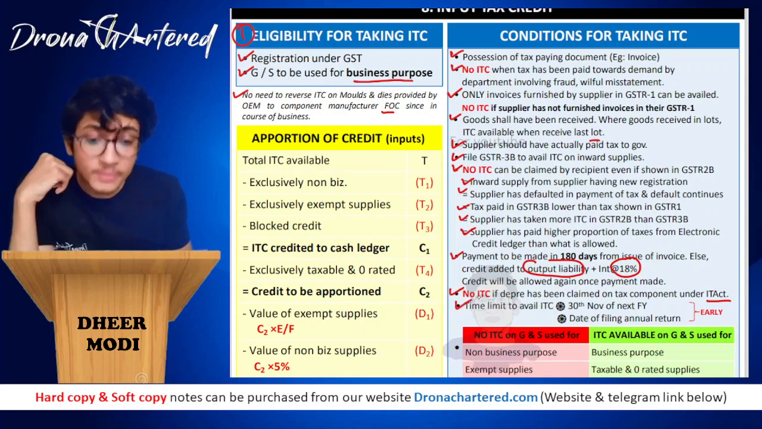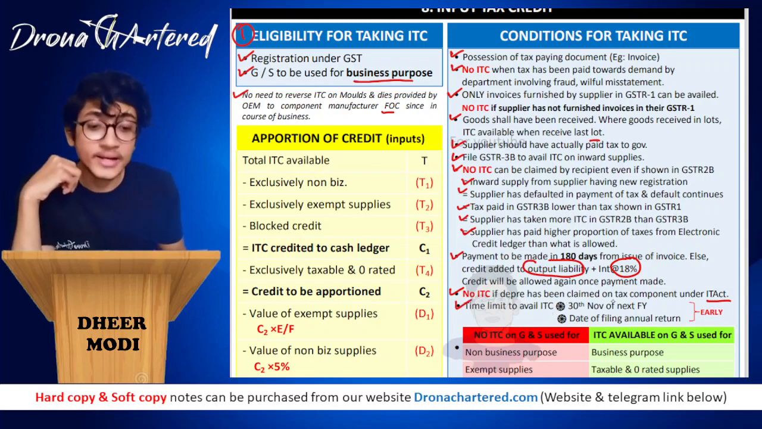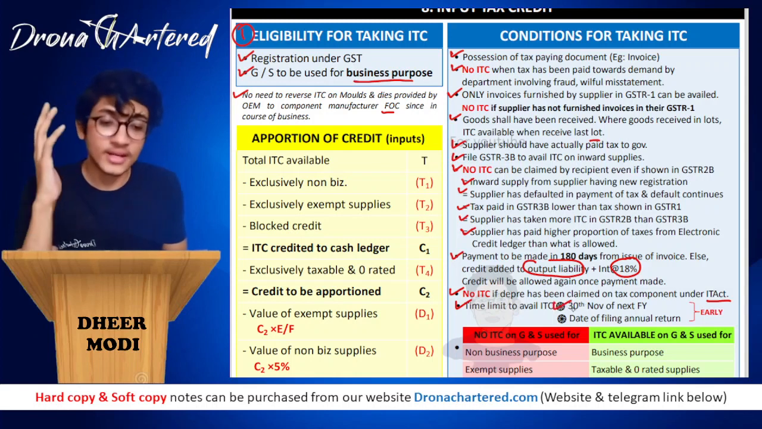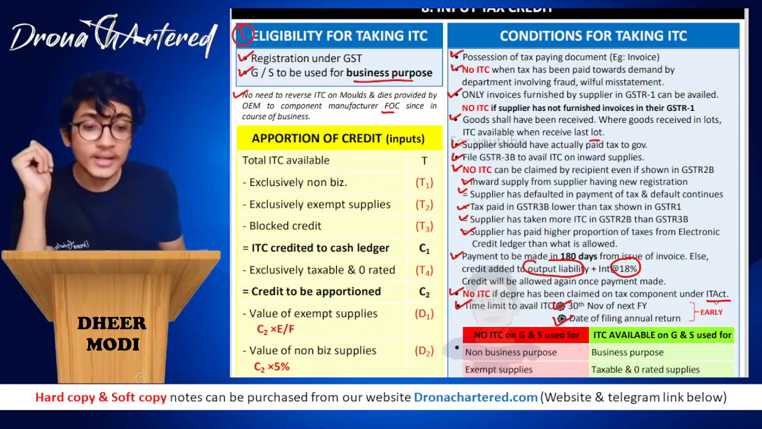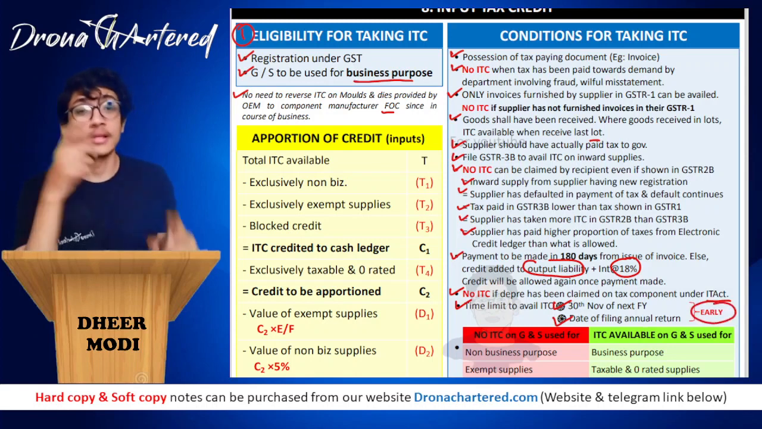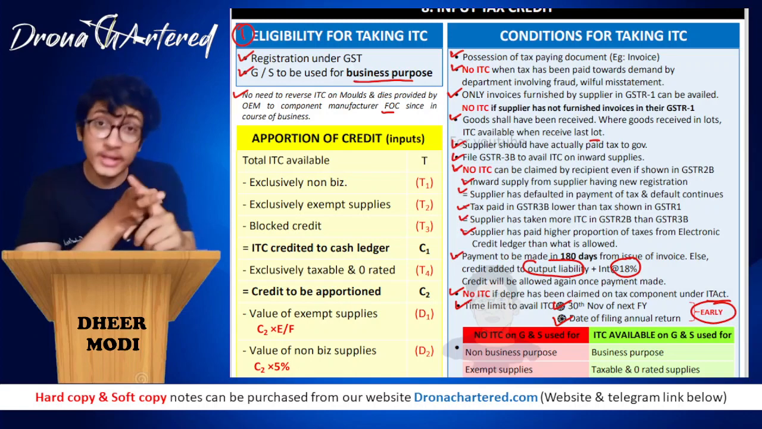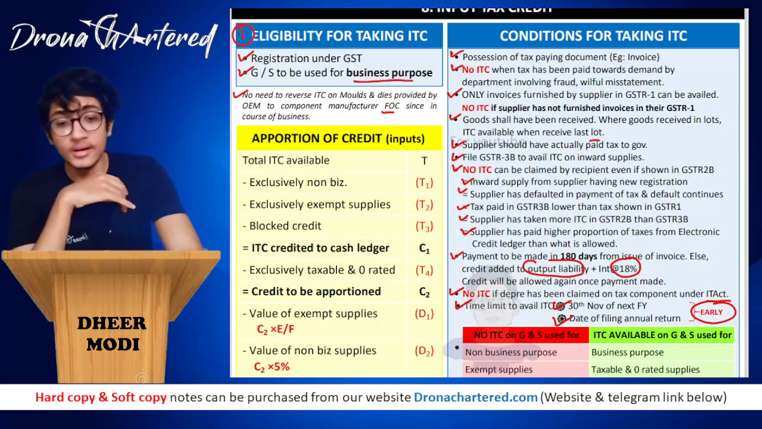Now, what is the time limit to avail ITC? So this is the amendment over here. Earlier the dates were different. So now it is 30th November of the next financial year, or the date of filing the annual return, whichever is earlier. That is 30th November or date of filing return, whichever is earlier. Okay.